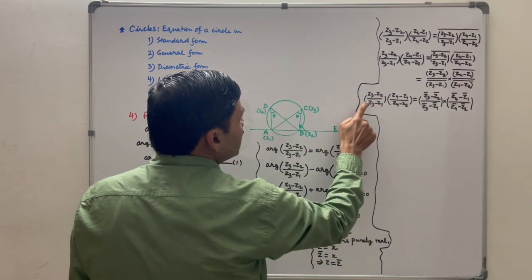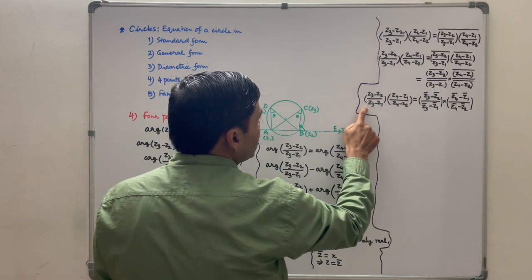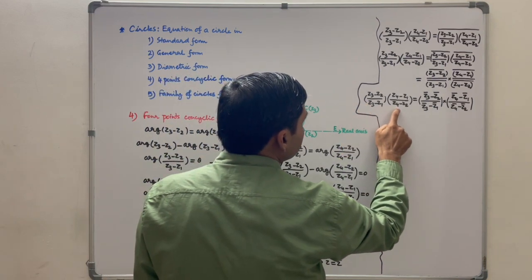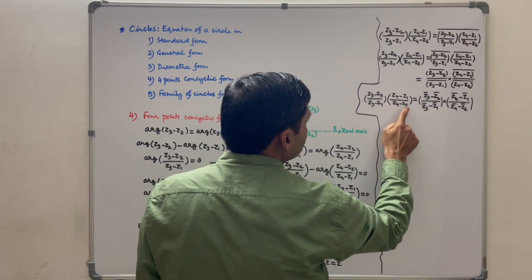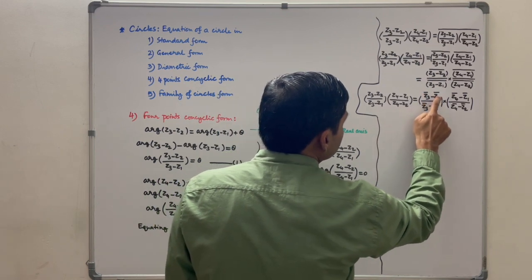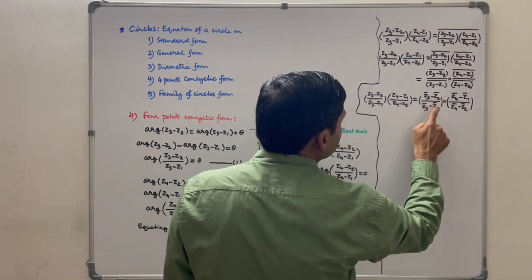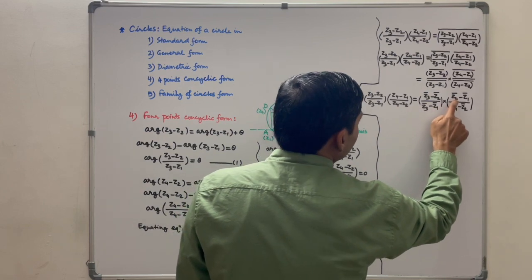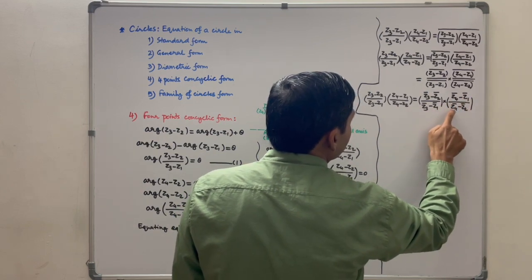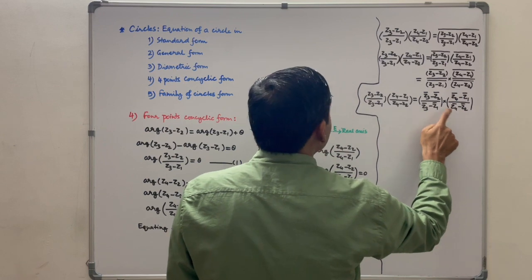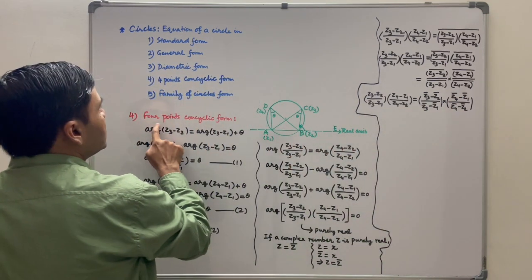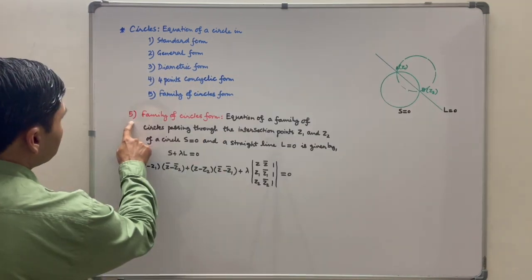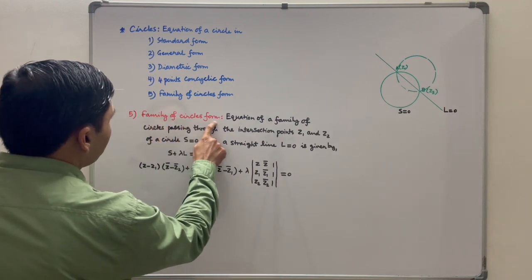So we will get (z3 minus z2) upon (z3 minus z1) into (z4 minus z1) upon (z4 minus z2) is equal to (z3 bar minus z2 bar) upon (z3 bar minus z1 bar) into (z4 bar minus z1 bar) upon (z4 bar minus z2 bar). This is called the 4 points concyclic form.